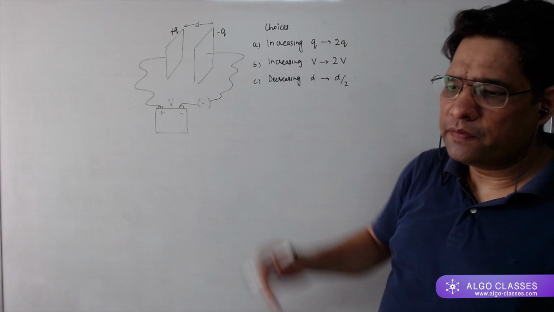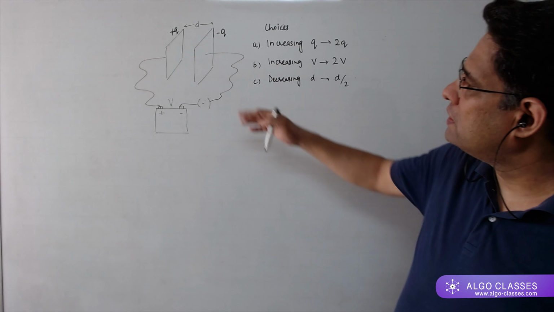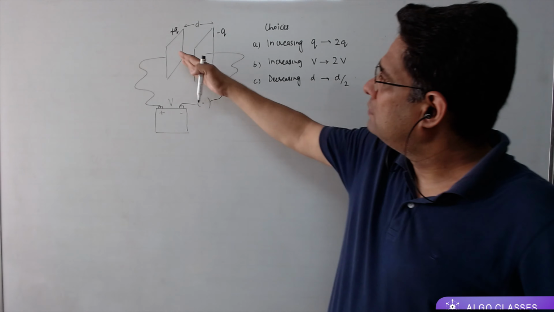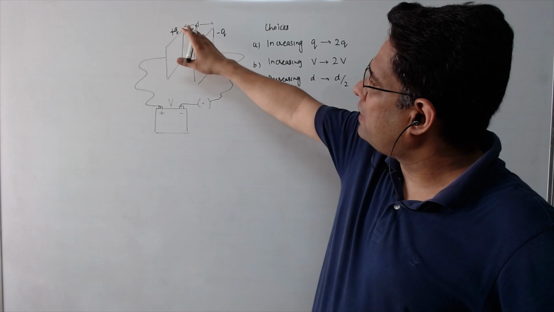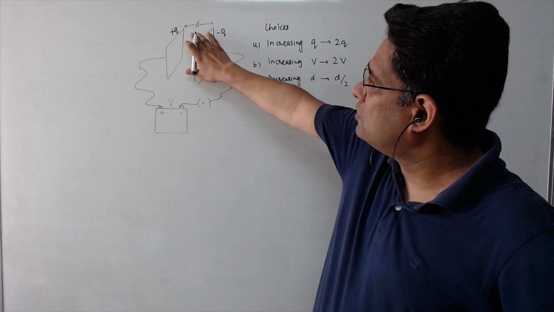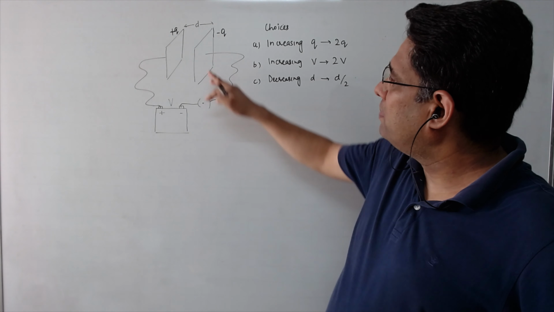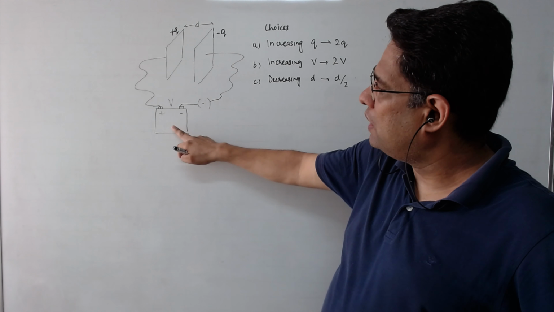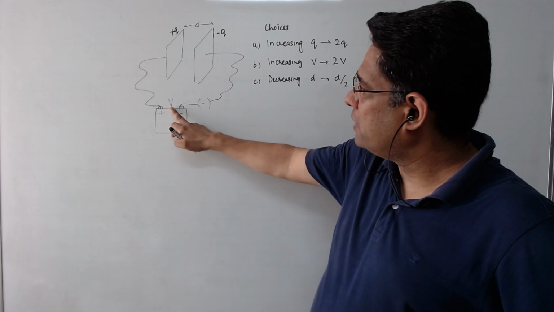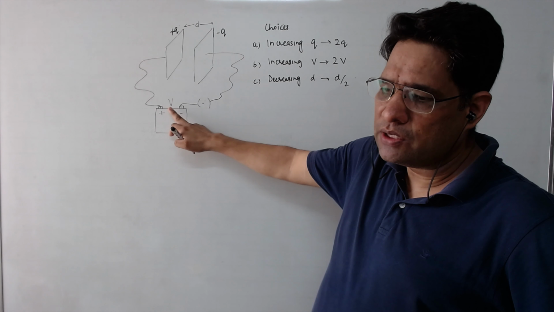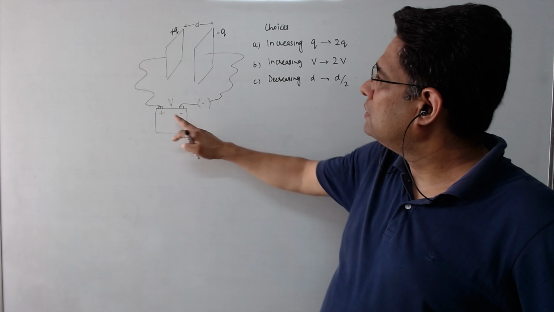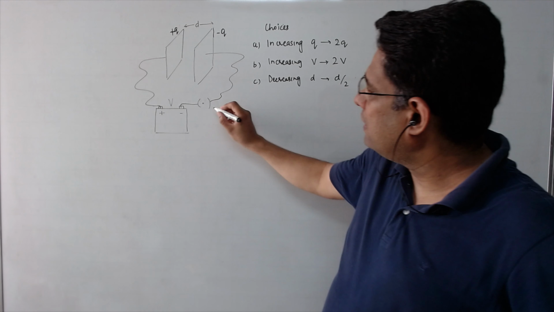As per the problem given, what we have is a parallel plate capacitor, which is having plates separated at a distance small d, and these plates are connected to a battery having a potential, the maximum potential which it can supply, of V volts, through some set of wires and a switch.